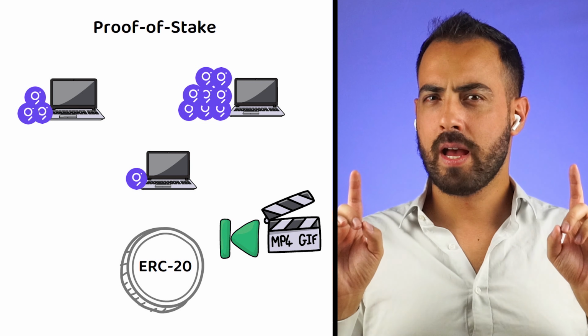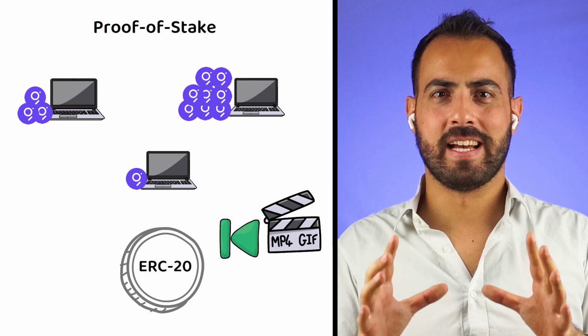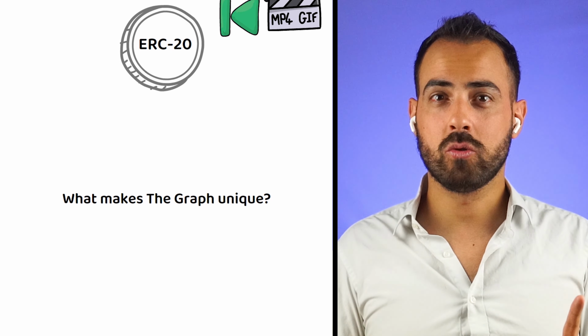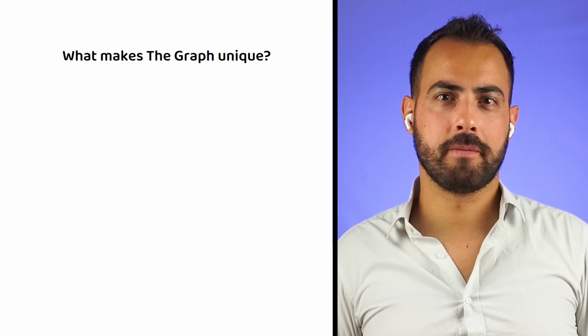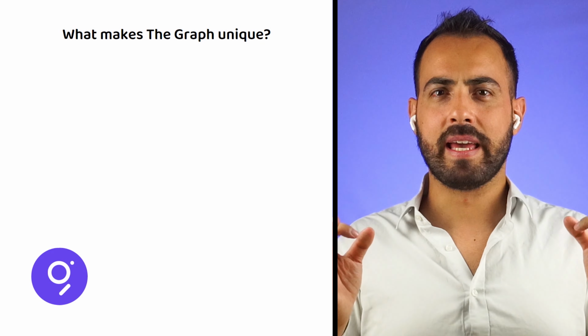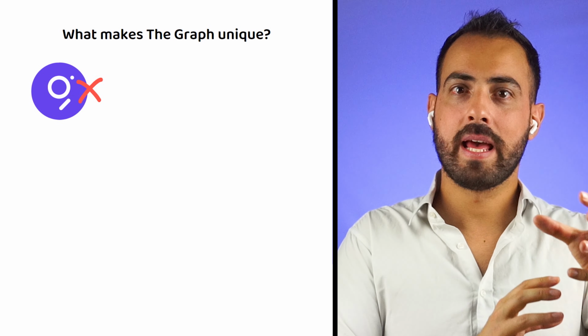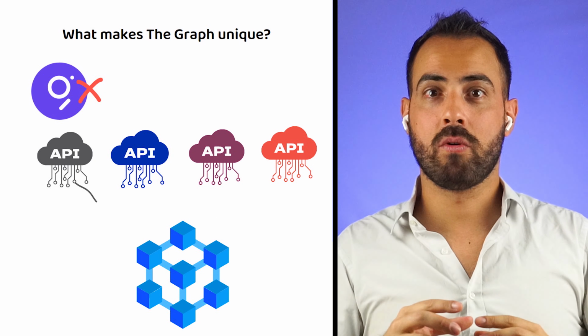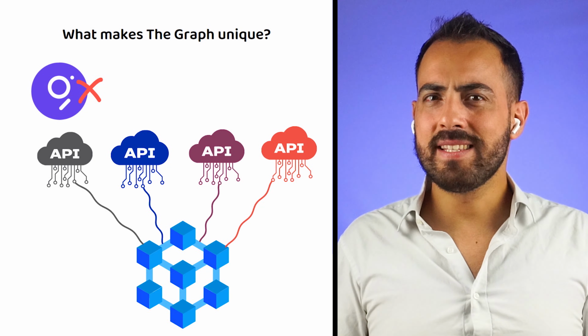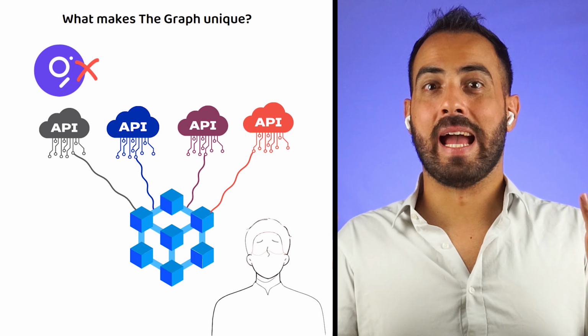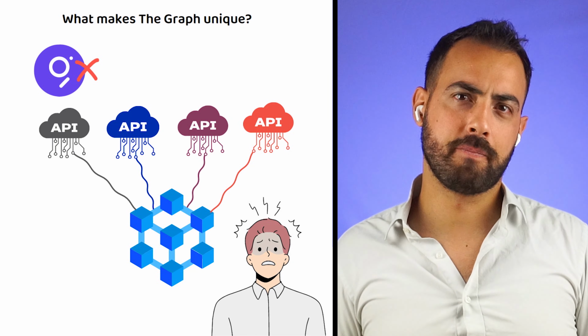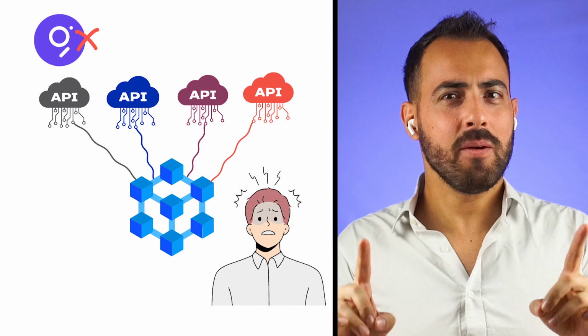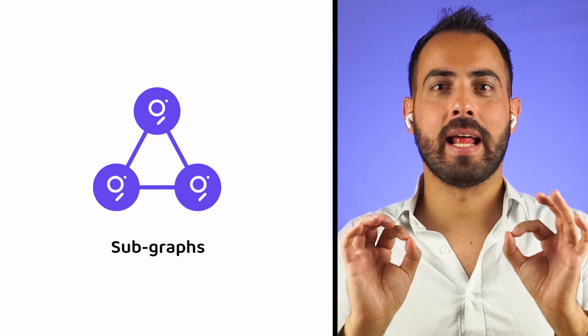Now that we know what The Graph is and how it works, let's find out what makes The Graph unique. Without The Graph, each company must make their own API to interact with the blockchain, which creates a lot of redundant work that could be better used elsewhere. However, what really makes The Graph unique is subgraphs.